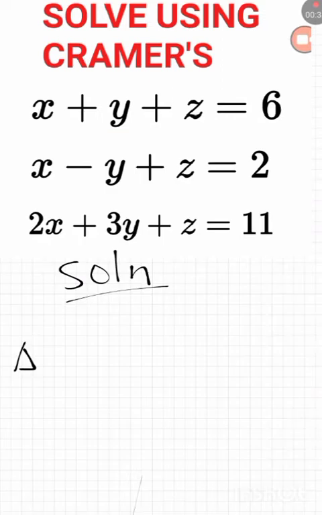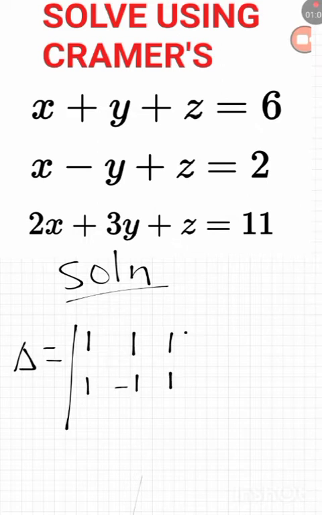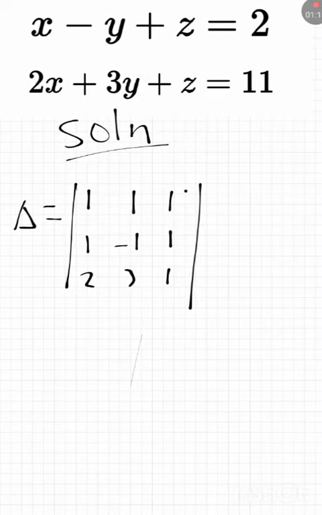Let's go. The first thing we have to do is extract the coefficients of the variables in each of the equations. We have 3 equations: equation 1, equation 2, equation 3. In equation 1, the coefficient of x is 1, y is 1, and the coefficient of z is also 1. While in equation 2, I have 1, minus 1, 1. Equation 3, I have 2, 3, and 1. So I've extracted the coefficients of the variables. The next thing I'm going to do is find the determinant of this matrix.